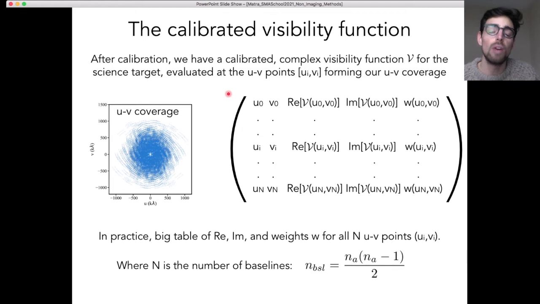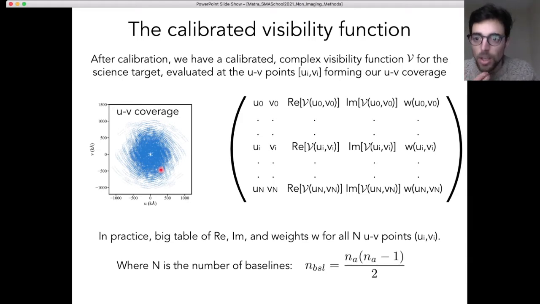So after you do all of your calibration, what you end up with for your science target is a calibrated complex visibility function, which is evaluated at discrete UV points. In practice, this sounds very complicated, but really all you have is a big table of values, where the columns are U and V, the coordinates of the visibility data point, and then the measurement, the real and imaginary part of the visibility function, and their uncertainty represented through the weight.